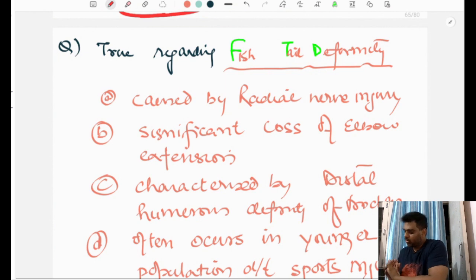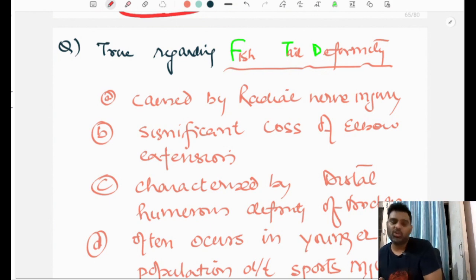Olecranon process goes into the olecranon fossa on the humerus. So olecranon fossa is in the humerus, olecranon process is in the ulna. This is the olecranon process which fits into the olecranon fossa of the humerus, and this is the coronoid process. Between them, they fit in the trochlea, which is a pulley-shaped structure present in the distal end of the humerus.